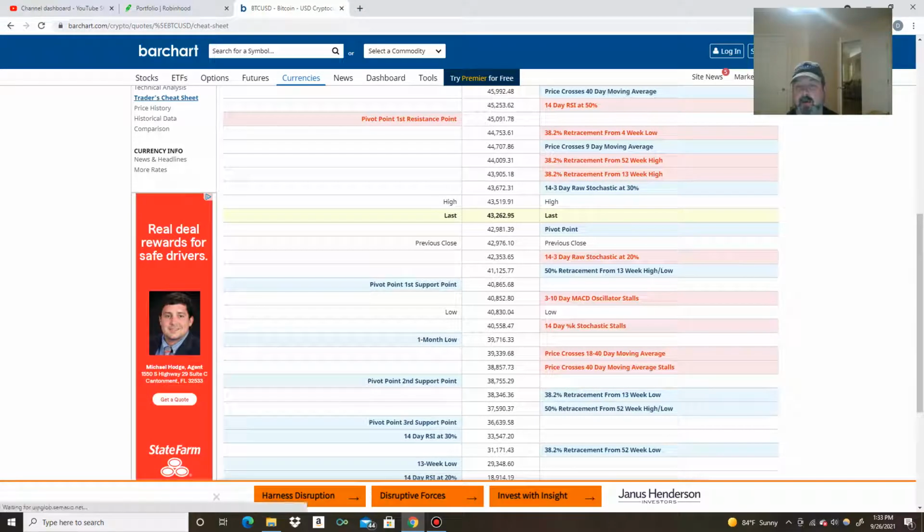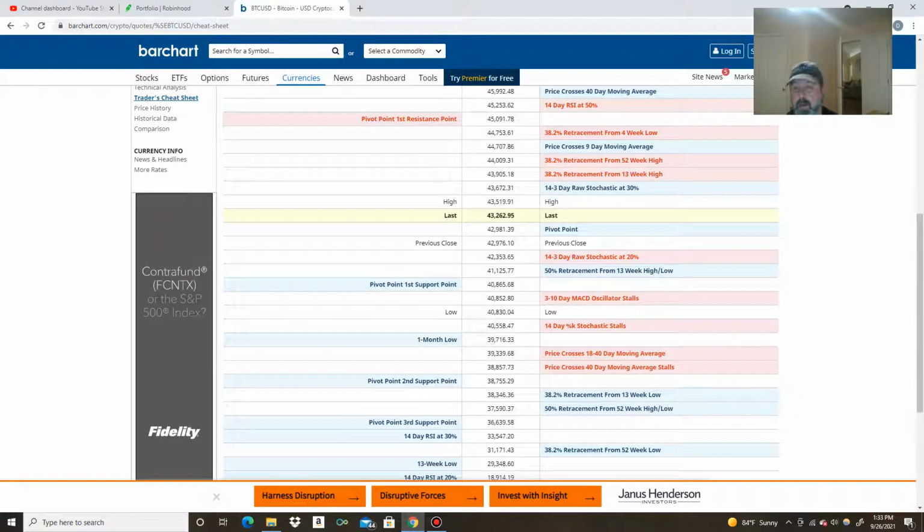So right now, Bitcoin is at 43,262. The pivot point is 42,981. That's the reason why it won't climb much higher. There's something called a pivot window, is what I call it. I don't know the technical name for it. I just like talking about it. So I call it the pivot window.